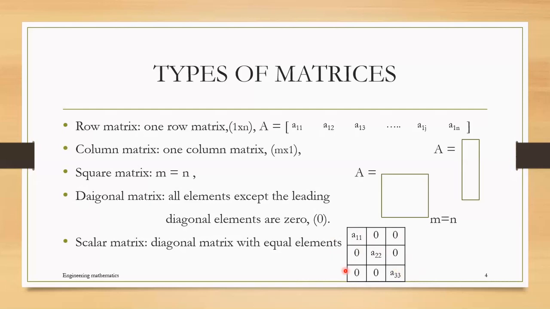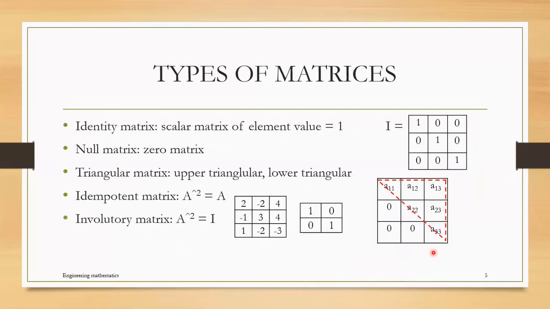So a scalar matrix is a square matrix and a diagonal matrix, but it doesn't mean that every square matrix or every diagonal matrix is a scalar matrix. The reverse may not be possible. Okay, let's go to the next slide.